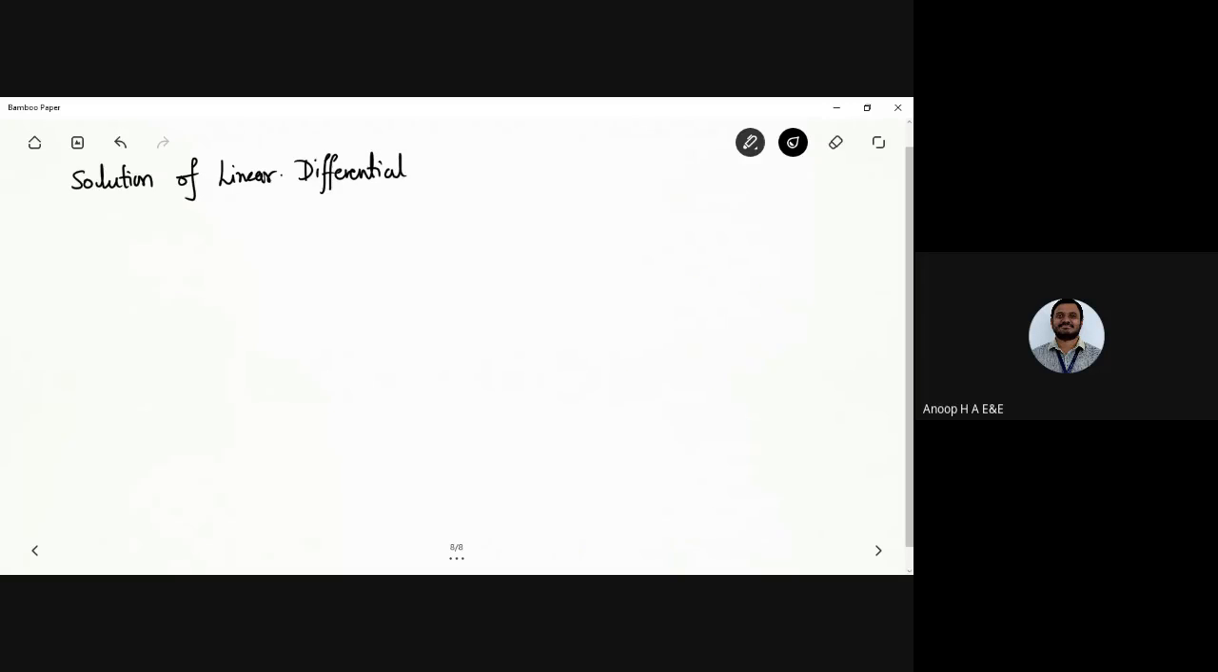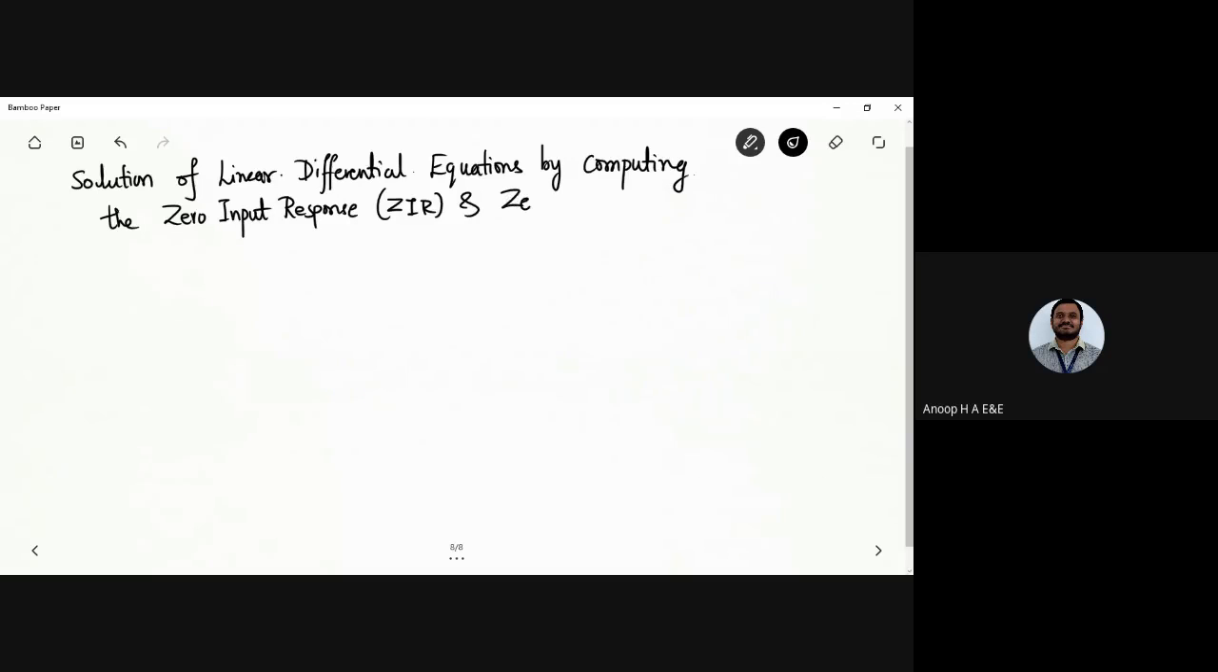Okay, so solution of linear differential equations by computing the zero input response, that is ZIR, and zero state response, that is ZSR. Very important concept here.